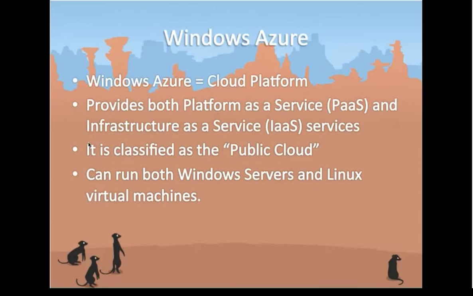Now, Windows Azure. So just so that everybody knows here, Windows Azure is a cloud platform. It's actually both a platform as a service, also called PaaS, and an infrastructure as a service, also referred to as IaaS. It is classified as the public cloud. Right now there's conversation about public cloud and private cloud, so Windows Azure would be the public cloud. And it can run both Windows servers and Linux virtual machines.